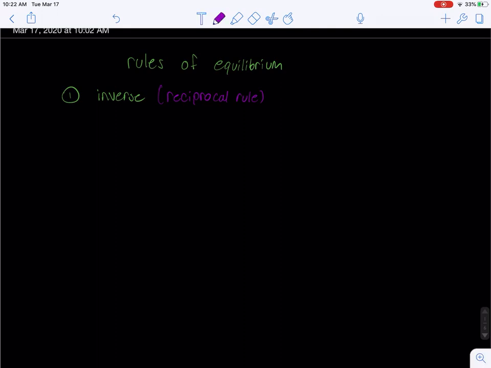What this states is if you have a chemical reaction like so, and let's say the K equilibrium value for this is 50, and you want to know what the equilibrium constant is for the inverse. So you basically flip the products and the reactants around. The equilibrium constant here is going to be 1 over 50. And you might be thinking, what?